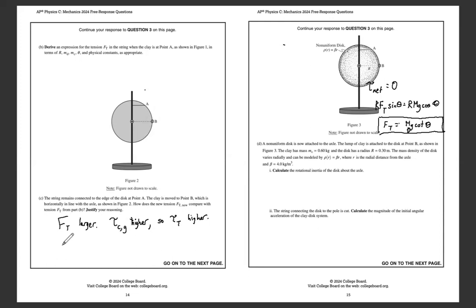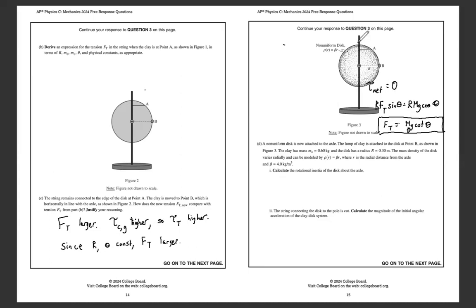But since r and theta are constants, what that's going to have to mean then is that the tension force has to be larger. So it's all about thinking about how the net torque has to remain 0 still.